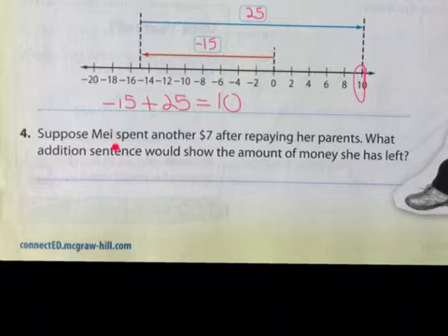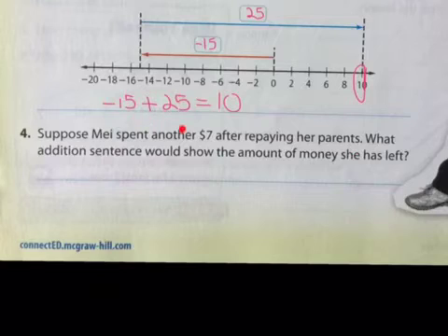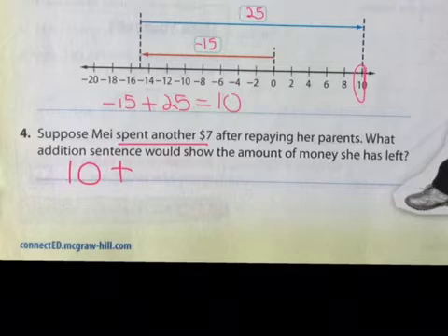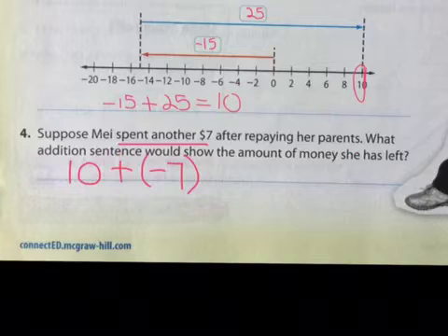Now suppose May spent another $7 after repaying her parents. So here she borrowed, then she made some money, and she repaid her parents, and this is what she has left. So we start off with the 10. That's our new value. What addition sentence would show the amount of money she has left? She spent another $7, so that's negative 7. So 10, and then she spent another 7. Remember, we have to make it addition because we're adding integers, and it's kind of the sequence. We're adding an event. So she has $10 and she spent 7.